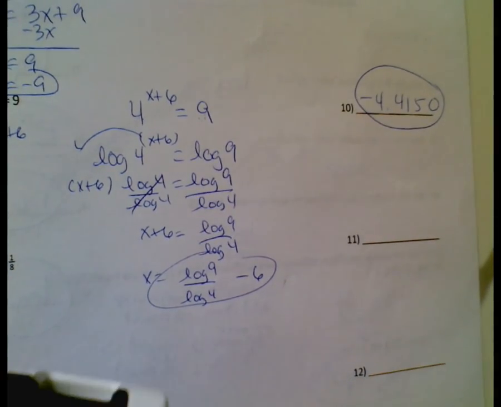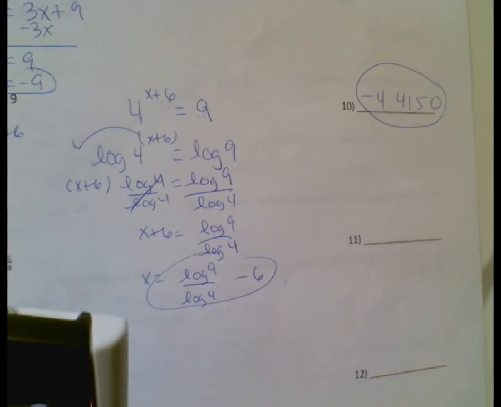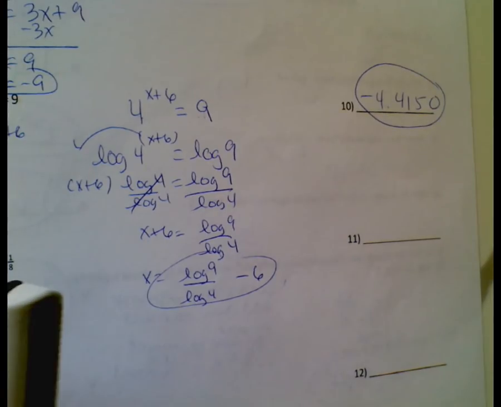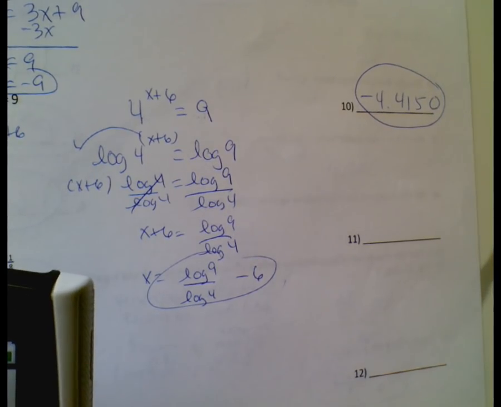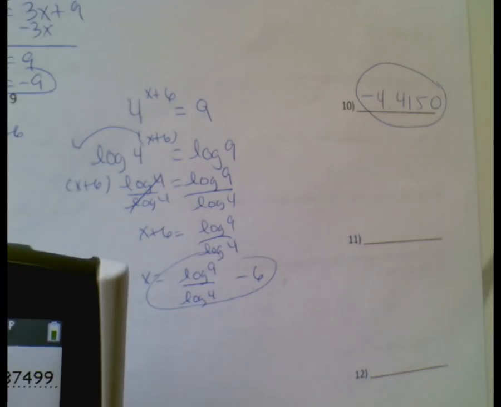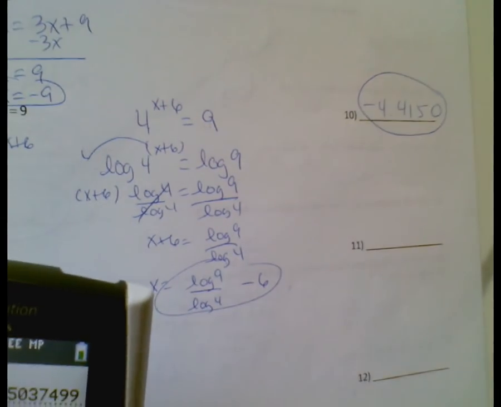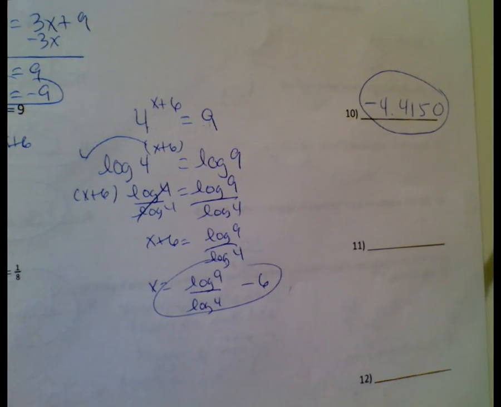So, log 9 parenthesis divided by log 4 parenthesis minus 6. And there's my answer, negative 4.4150. Same one I had. That's just in case you want to know how to do all that work.